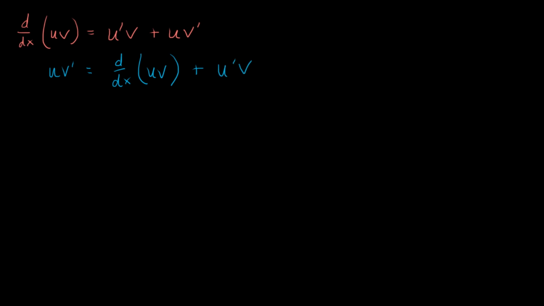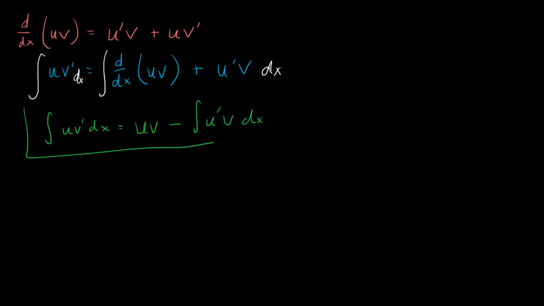So then we can integrate both sides, which will give us the formula for integration by parts, which is the integral of u v prime dx is equal to uv minus the integral of u prime v dx. So that right there, that is the formula for integration by parts.